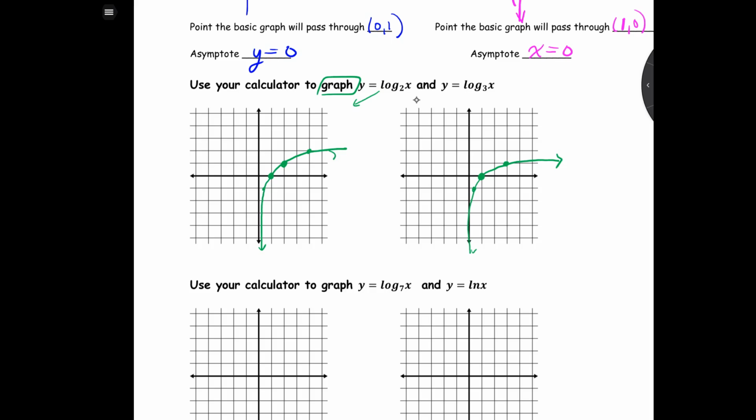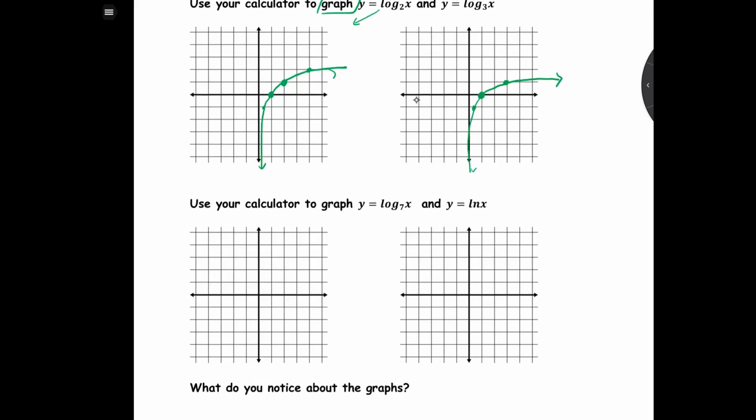Okay, with your partner, go ahead and graph log base 7 of x and log base e of x. This you can just sketch. You don't need exact points. But go ahead and sketch those two.